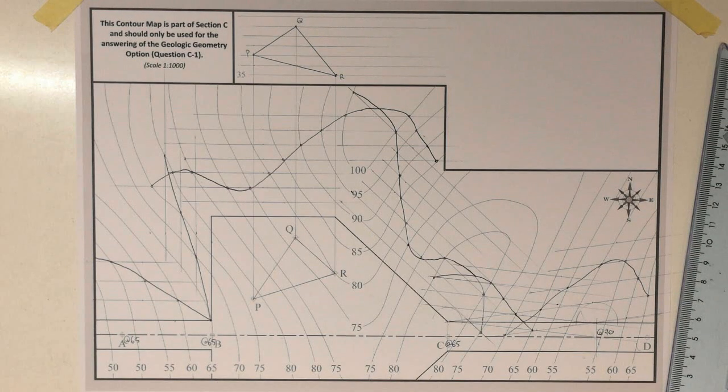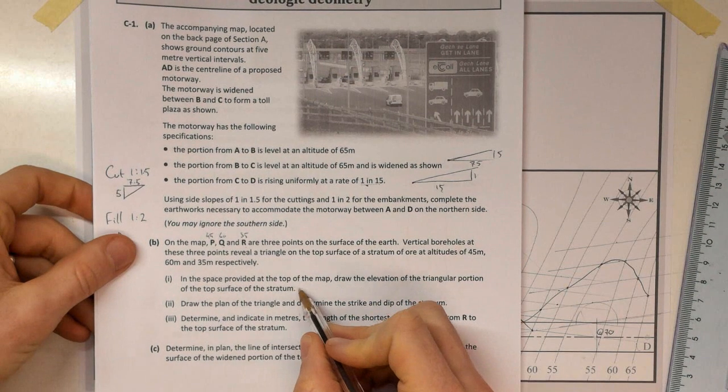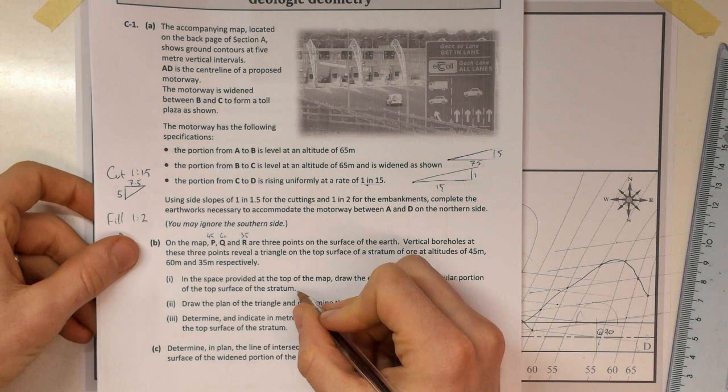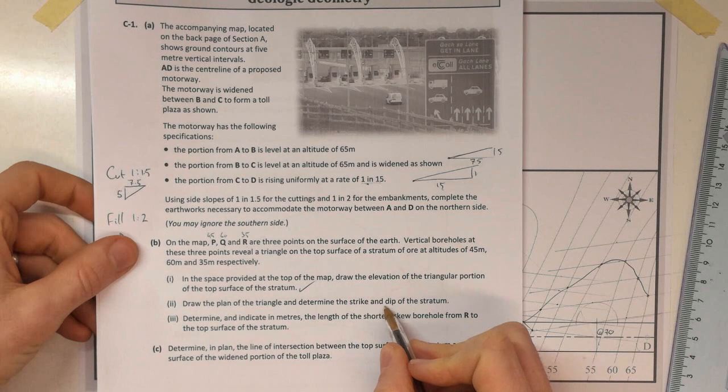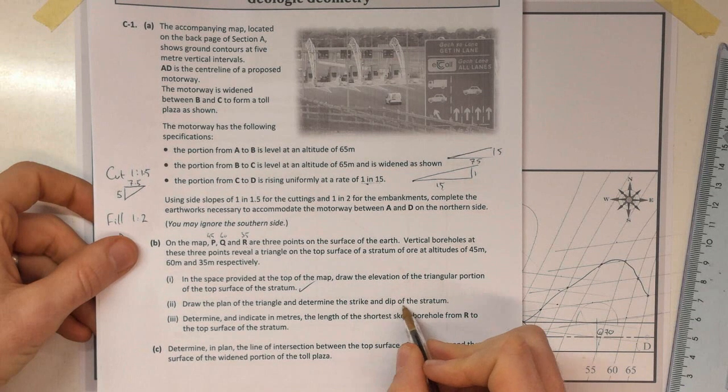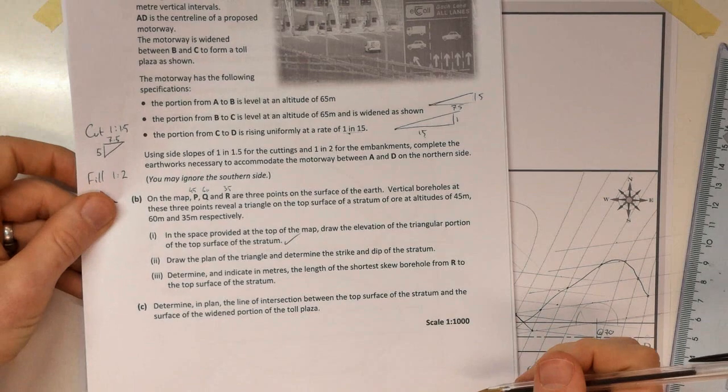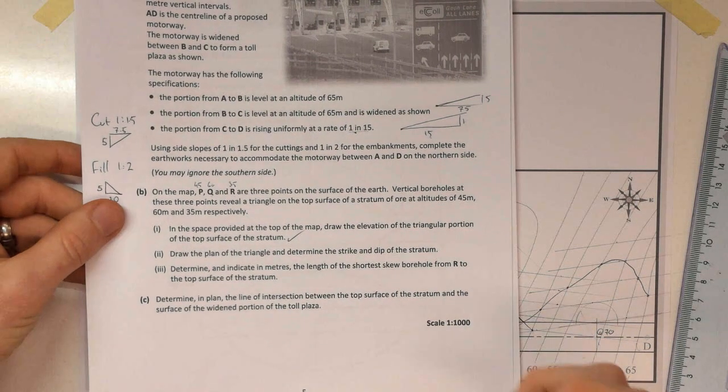Okay. So that's what they've asked us. In the space provided, draw the elevation and portion of the strata. Okay, done. Draw the plan of the triangle and determine the strike and dip of the strata. So the plan drawn, okay, and they want us to find the strike.